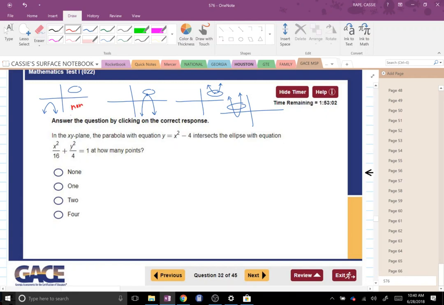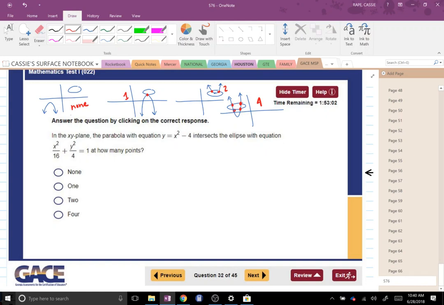You could have none. You could have one intersection. You could have two intersections, and you could have 1, 2, 3, 4 intersections. You couldn't have 3, but you can't rule anything out among the answer choices that they gave you. So I've tried this a couple of different ways.